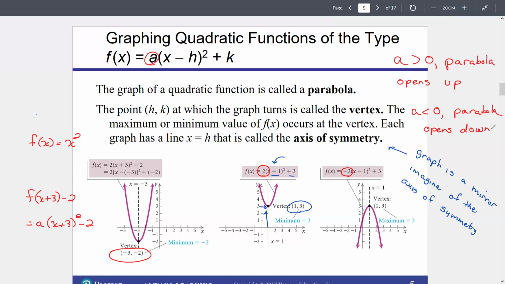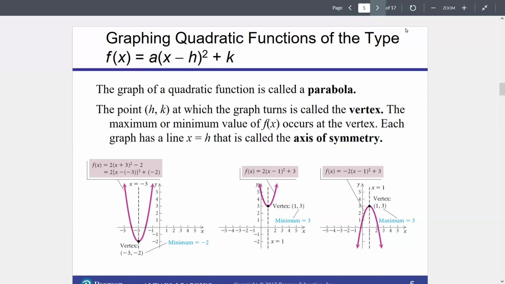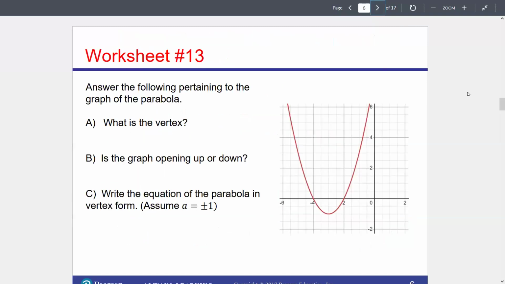So some of the main points to look for when we're doing a lot of this graphing, trying to figure out what's going on with the equation or identify equations that go with our graphs. All right. So this one here, I want you to tell me what the vertex is. Is the graph opening up or opening down? Because that's going to tell you what A is.